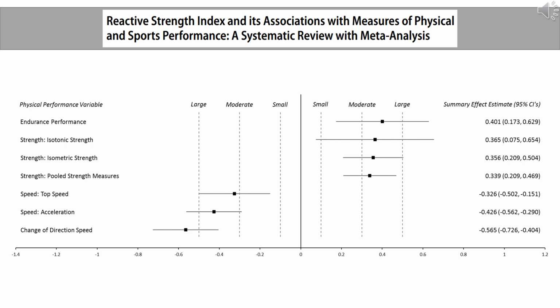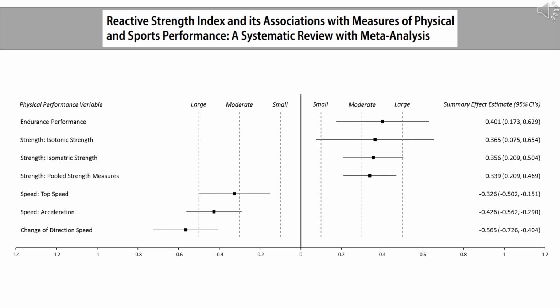It's only when we get to change of direction speed that we actually get a moderate correlation value. So this is slightly higher between RSI and change of direction speed. Once again, negative, higher RSI means faster change of direction speed times. But I think it's important to outline that these correlations range from 0.33, weak, to minus 0.565, which is only moderate. We don't really have any large correlations here, and we're only bordering on approaching large correlations.